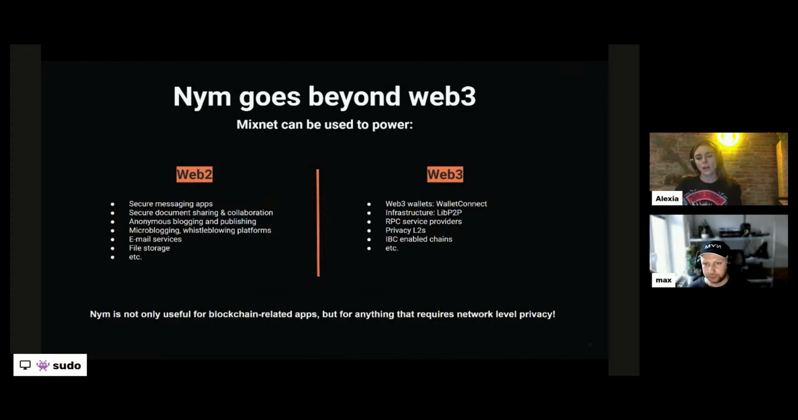For example, for Web 2, you as a builder could think about anything secure messaging apps related, secure document sharing, anonymous blogging and publishing, microblogging, email services, file storage, etc. And for Web3, we could envision some more specific things related to Web3 wallets, infrastructure, RPC service providers, privacy L2s, etc., etc. So the main message here being that Nym is not only used for blockchain-related applications, but also for anything that requires network-level privacy, as we've mentioned earlier. Next slide, please, Sudo.